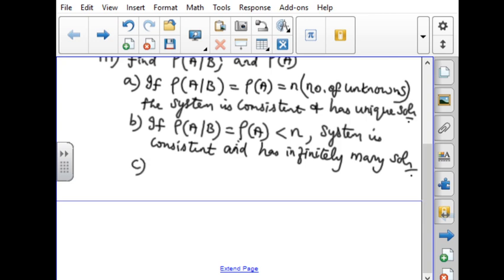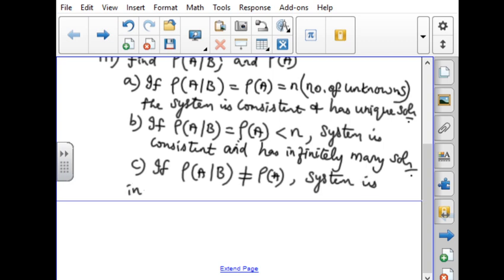And the third condition is if rho of [A|B] is not equal to rho of A. When the ranks are not equal, then we can say that the system is inconsistent. Inconsistent means there won't be any solution; it has no solution.